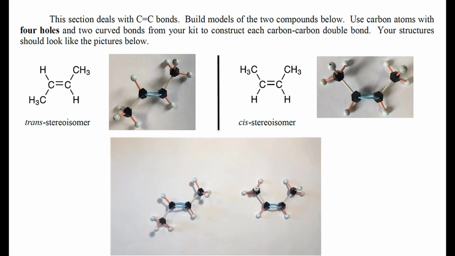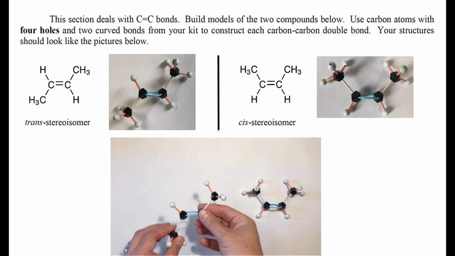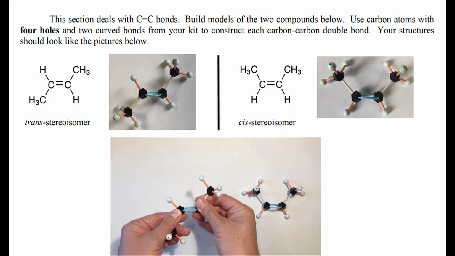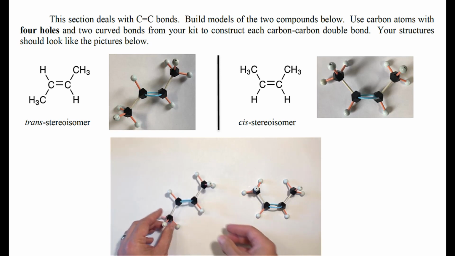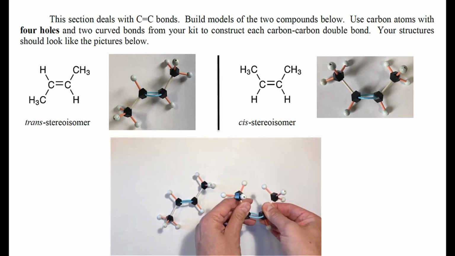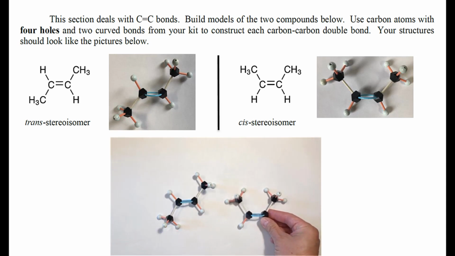I'm going to pick up the left structure here and attempt to rotate about the central carbon-carbon double bond. You'll notice the model kit isn't going to let me do that. This is an accurate reflection of the CC double bond. It is rigid. The situation is the same with the right structure. It's also rigid about its central carbon-carbon double bond.